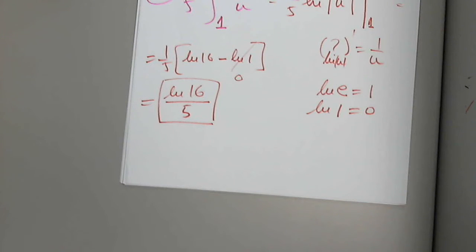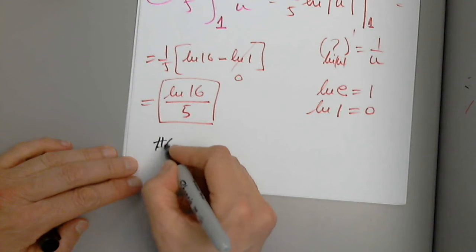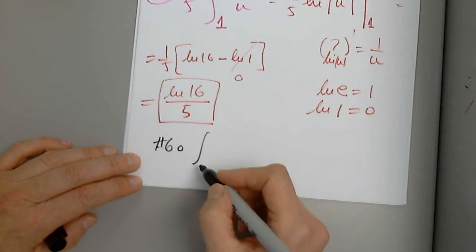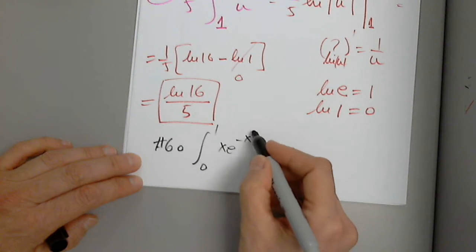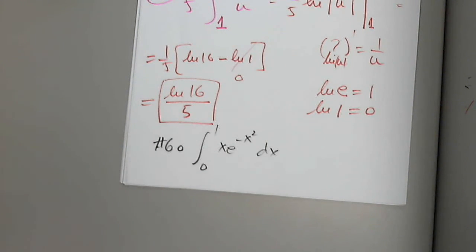Okay, this was one example. Let's take a look. Let's say number 60: the integral from 0 to 1 of x e to the negative x squared dx. I have to caution you that we are not always able to find the antiderivative. Algebraically, we are not always able to determine the antiderivative. Software and computer systems may be able to, but not us.